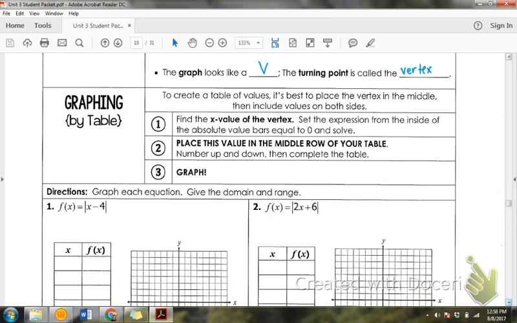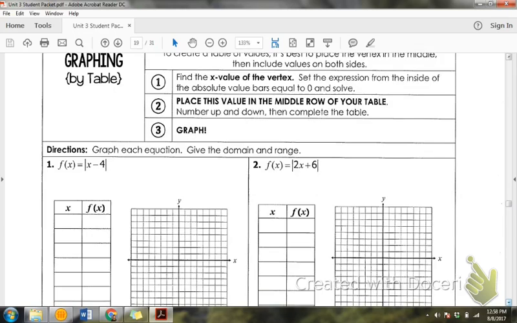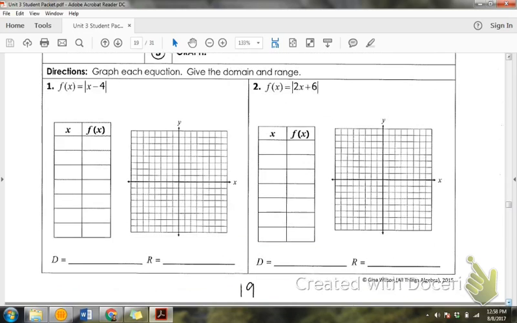Okay? All right, then it's going to tell you how to use the table. You don't need to read the directions on how to use the table. We're going to do it together. Let's look at number 1. Okay? So it says graph each equation, use the domain and the range. Find the domain and the range. So our x values, it doesn't matter which x values you choose. A good range to start with, though, is -3, -2, -1, 0, 1, 2, 3.